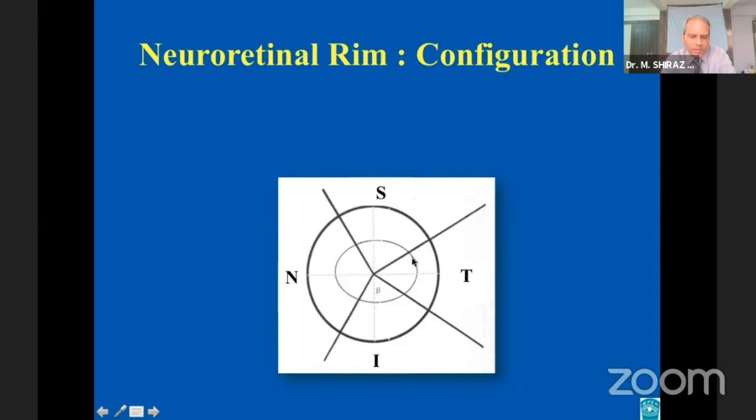The neuroretinal rim is usually the broadest in the inferior disc region, followed by the superior disc region, the nasal disc region, and finally the temporal disc region. This is the classical ISNT rule that we all know of, a term that was coined by Werner.